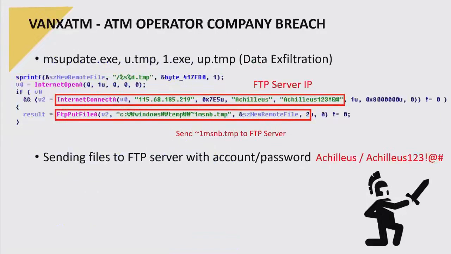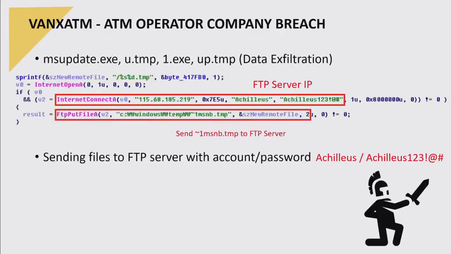Interestingly, the C2 server here is also an FTP server, so you can see a pair of credentials that the attacker used to log into this FTP server. It's Achilles, we don't know why they use this name. And a file named 1msnb.tmp will be sent to the FTP server.